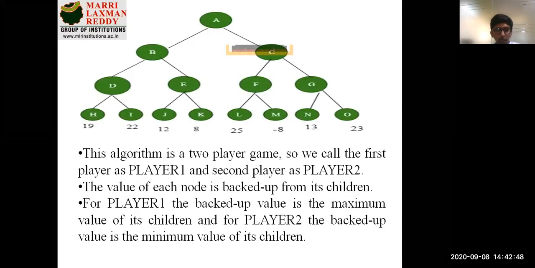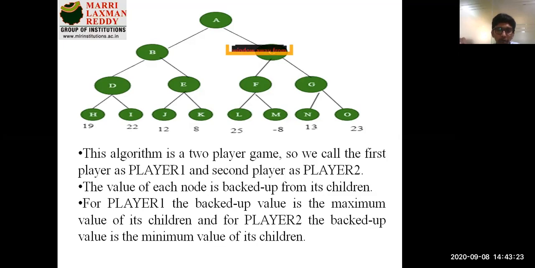Now let's look at a small example with respect to the min-max search procedure. Here is a tree which has a root node called A, and subnodes called B, C, D, E, F, G. Likewise, you have a small tree structure here, and at the end you are allocated some values. This algorithm is an example of a two-player game. We call the first player player one and the second player player two. You can give your own names also, but initially we call them player one and player two.